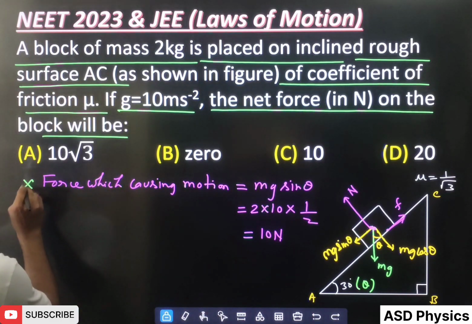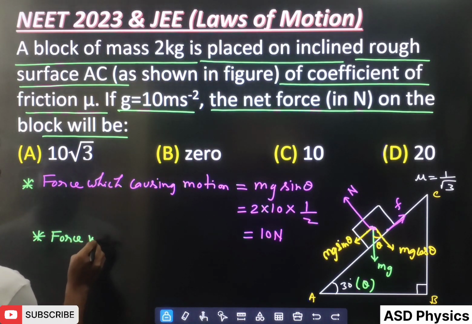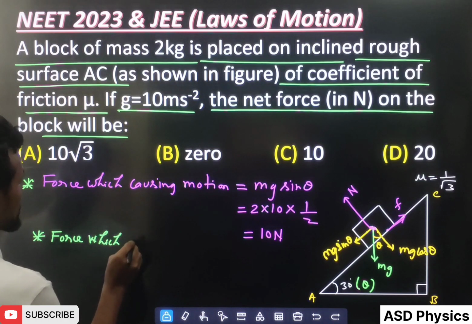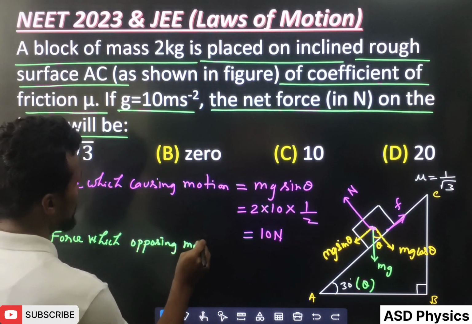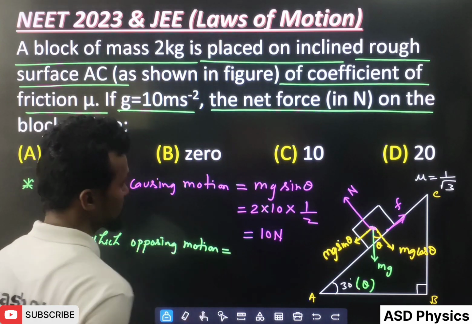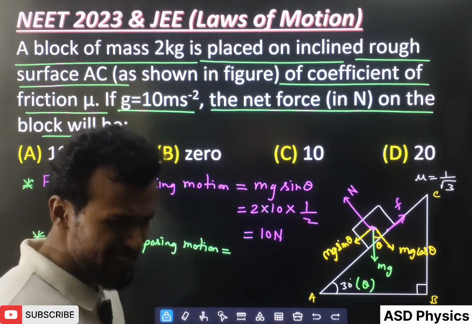After that, this one we have done. Next one we'll see: the force which opposes the motion. Which force opposes the motion? That is called friction.